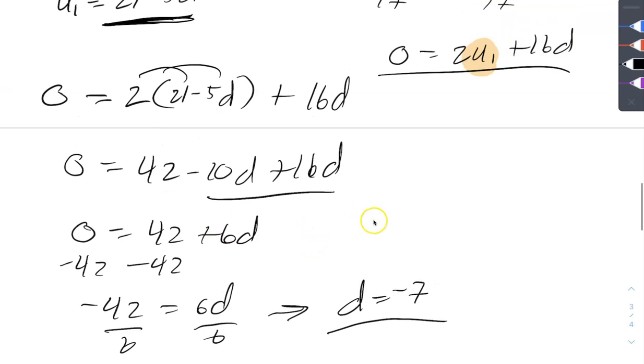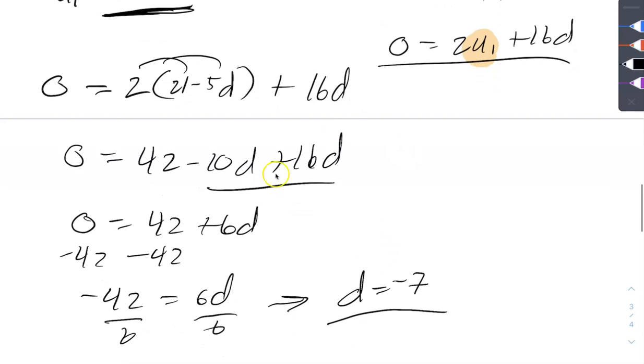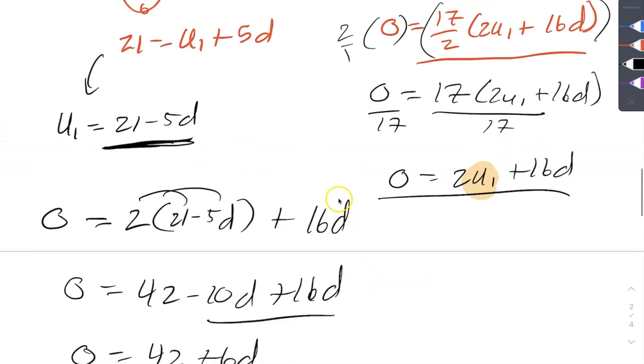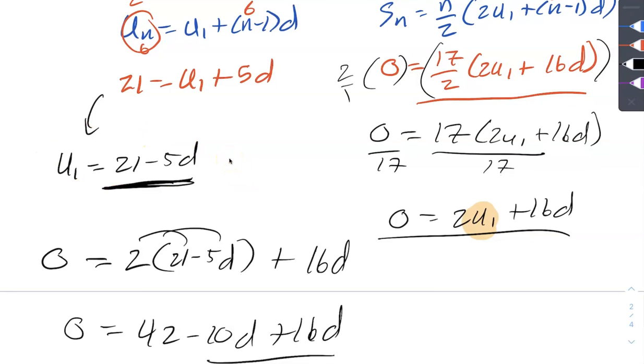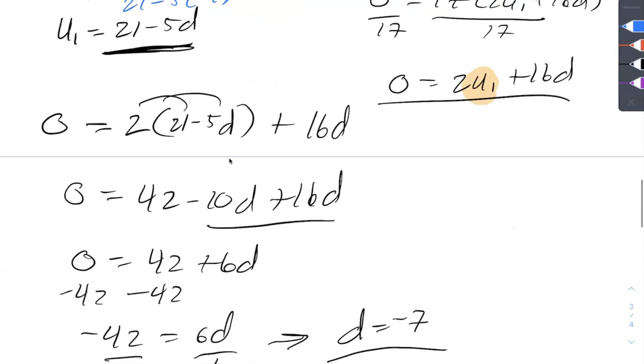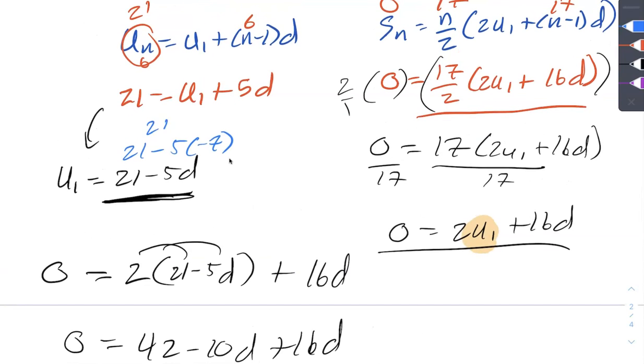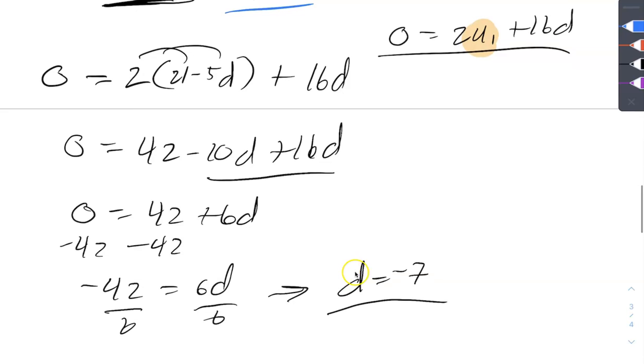Now again, I'm not done yet. I do have to find U1. So you can plug it back into any formula you want. Remember, the benefit of doing substitution is you can plug it back into this formula right here. So 21 minus 5 times negative 7, I think I had. Yeah. So it becomes 21 plus 35, which is 56. So U1 is 56, and my common difference is negative 7.